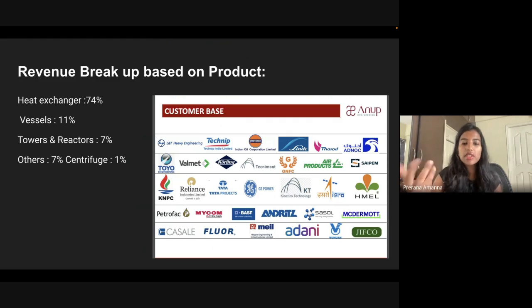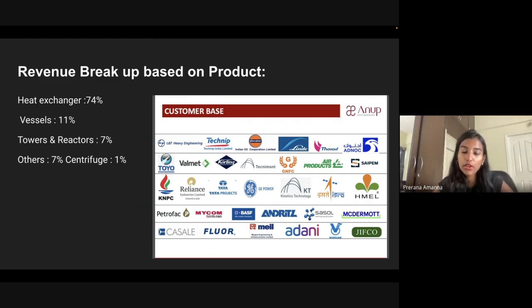I don't want to go into detail because the rest is hardly anything. You're seeing that the majority of the revenue is coming from heat exchangers, and they're known for that. If you see Anup Engineering, they're known for selling heat exchangers. Looking at the customer base, where are these heat exchangers used? They are used mainly in the petrol industry, oil refineries, and chemical industries. So the majority of the customers are from the petrochemical industry, whether you talk about Adani, Reliance, Indian Oil, etc. And of course, there are heavy engineering companies also, such as L&T and Toyo.